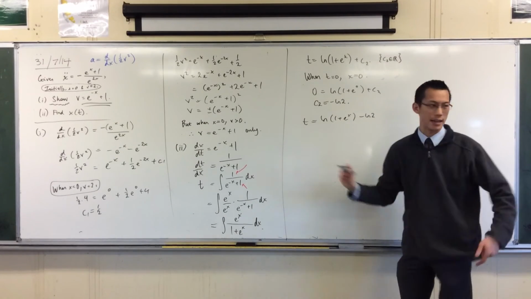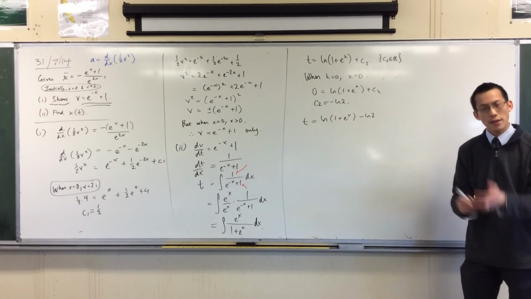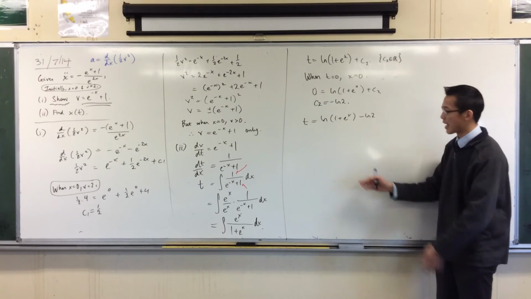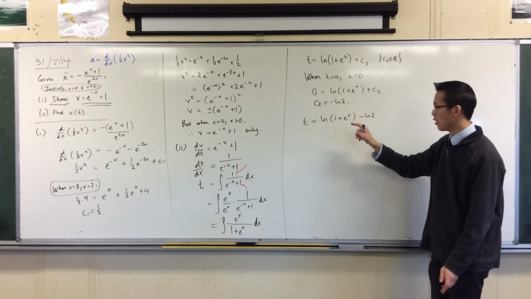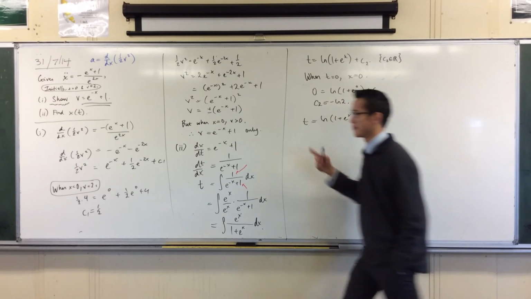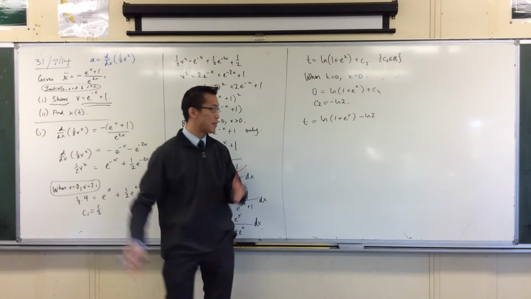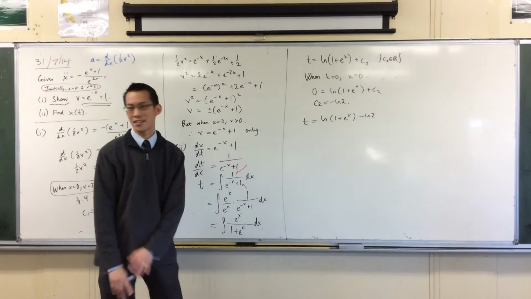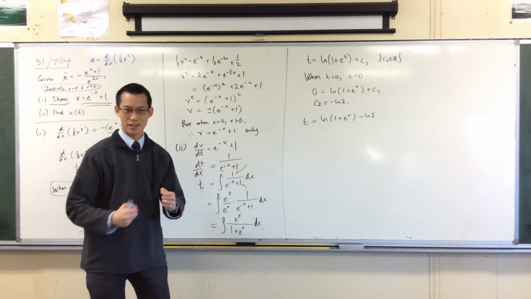Minus log 2. Okay, now let's just pause. You have to do this at the end of every major stage. Like, oh cool, I finished the integration. Where am I headed again? What am I heading toward? I need x as a function of time. So all I need to do here is change the subject. That's it. I think we've done most of the legwork, okay?